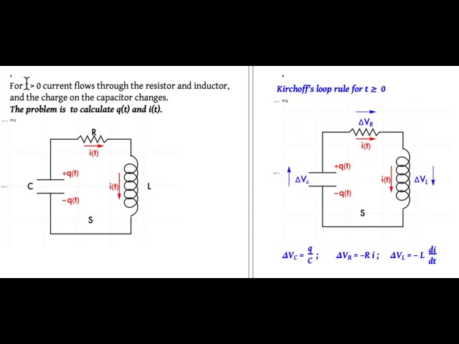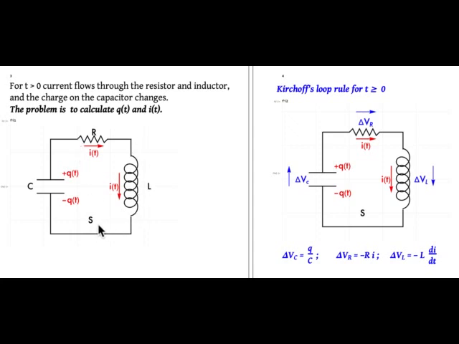Okay, so for t greater than 0, the switch is closed, and now current will flow through the resistor and the inductor, and the charge on the capacitor will change. So I'll define Q of t as the charge on the upper plate, and minus Q of t will be the charge on the lower plate. And I'll say the current in the resistor flows to the right, and I'll say the current through the inductor flows downward.